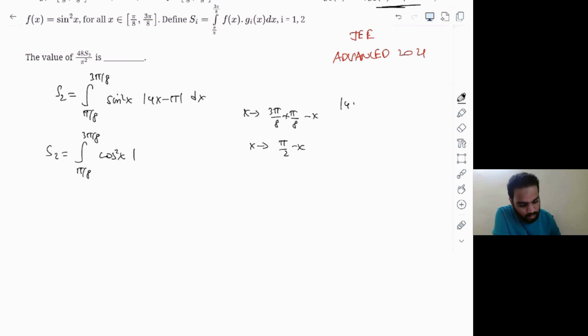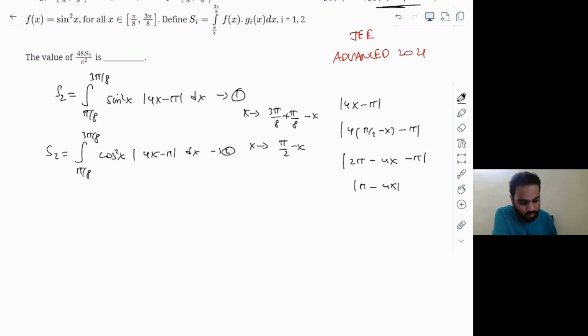So let's do the calculation here. When you replace x with pi by 2 minus x in modulus of 4x minus pi, this would be something like this: 4 into pi by 2 minus x, minus pi. So modulus of 2 pi minus 4x minus pi, which will give you modulus of pi minus 4x, but obviously that is the same as mod of 4x minus pi. So that's the huge advantage here. You can take it as equation number 1, equation number 2. As you can see, it's a simple application of King's rule.